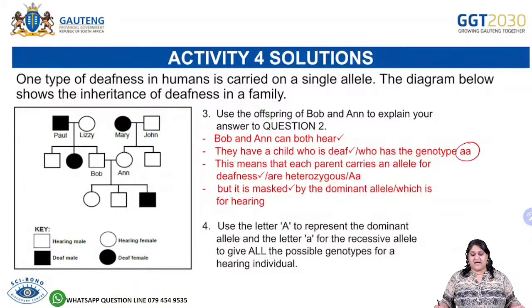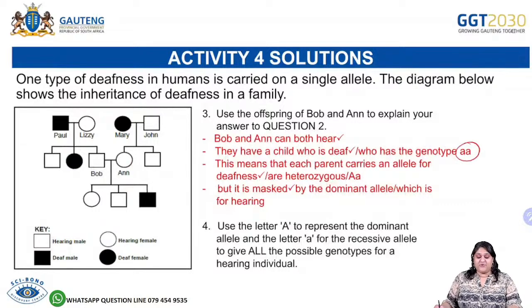Okay, so this is how you answer a question like this. You talk about what the phenotype of the parent is. Then you talk about what the genotype or the phenotype of the child is, and then you talk about how they've inherited the alleles. Okay.